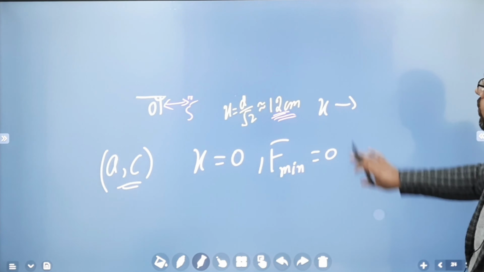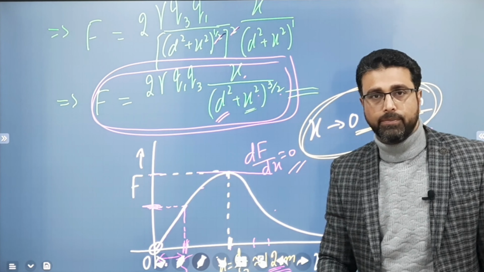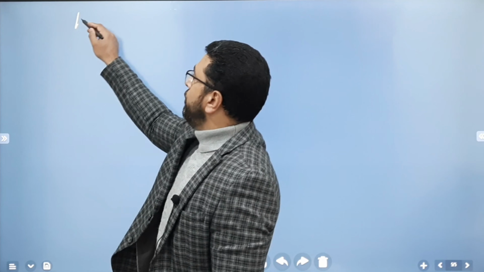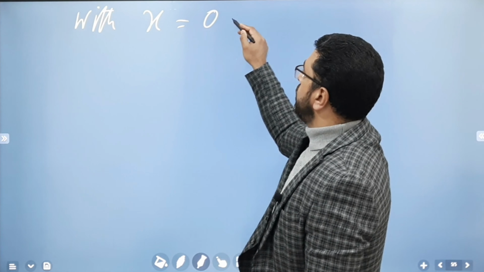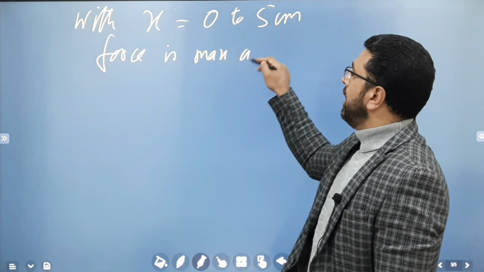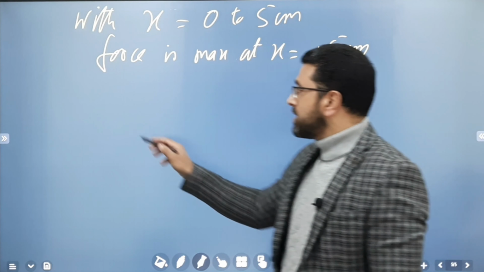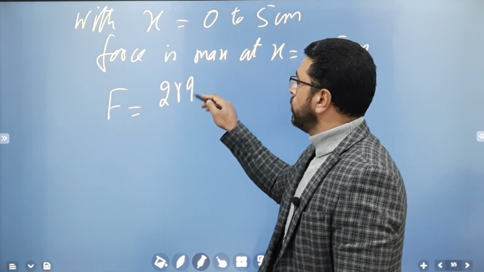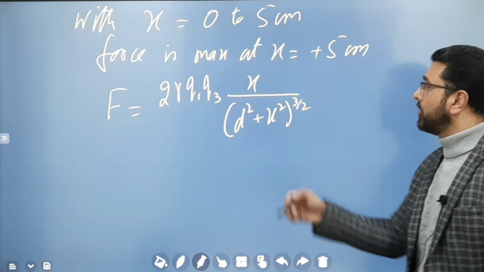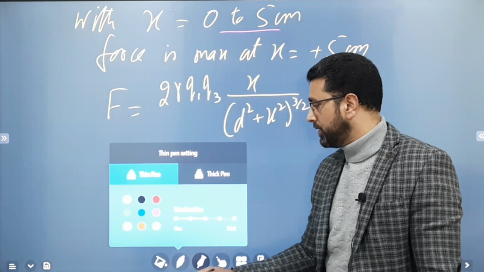Now how do we find that maximum force? We have an equation here, so we'll use x equal to 5 centimeters. Let's substitute all the values and find out F. So within x equal to 0 to 5 centimeters, force is maximum at x equal to 5 centimeters. And what is the value of that force? F is equal to twice gamma q1 q3 x divided by (d square plus x square) power 3 by 2. Let's substitute all the values with x equal to 5 centimeters. That will give us the maximum force within this range.